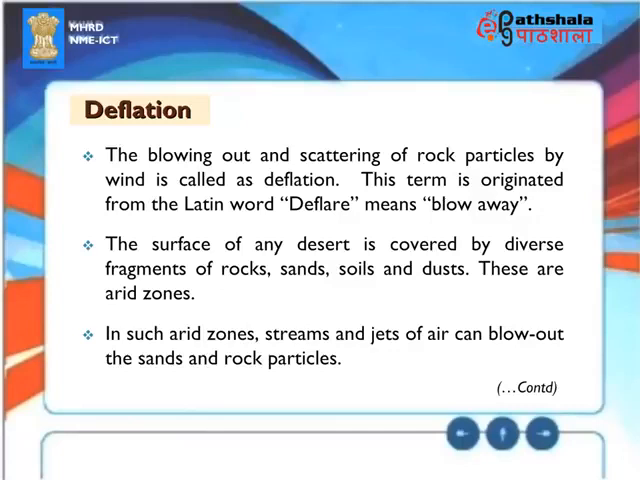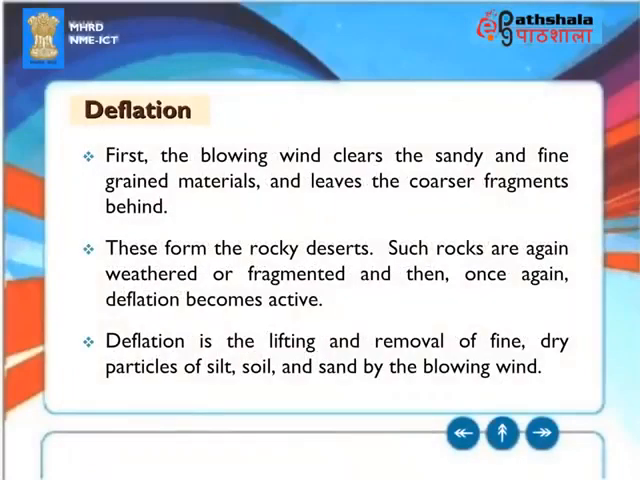The surface of any desert is covered by diverse fragments of rocks, sands, soils, and dusts. These are arid zones. In such arid zones, streams and jets of air can blow out the sands and rock particles. First, the blowing wind clears the sandy and fine-grained materials and leaves the coarser fragments behind. These form the rocky deserts.